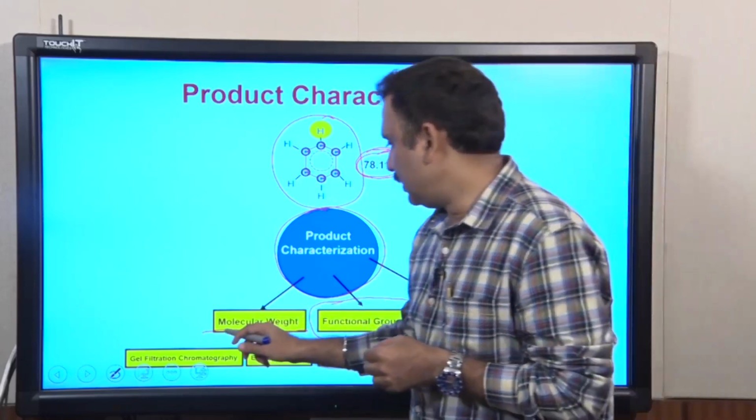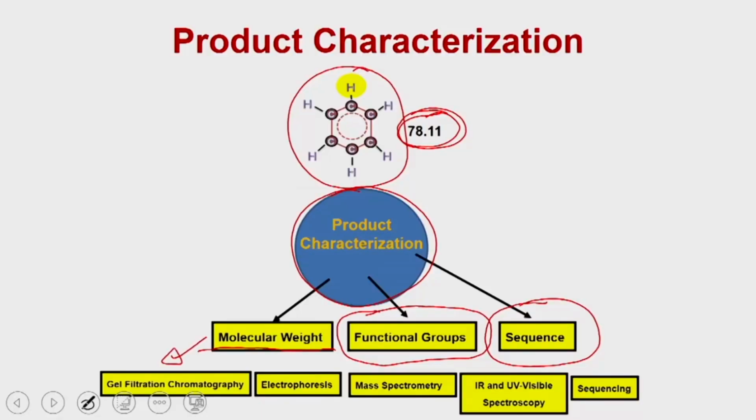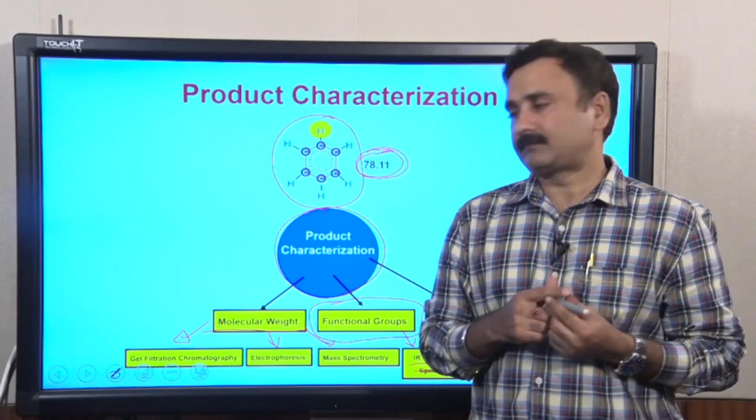For the molecular weight, we are going to discuss three techniques. One is gel filtration chromatography, another is electrophoresis, and the third technique we are going to use is mass spectrometry. Whereas for the functional groups, you can use techniques such as IR or UV-visible spectroscopy, and for deducing the sequence, you can use the sequencing technologies which have been developed for protein or DNA.